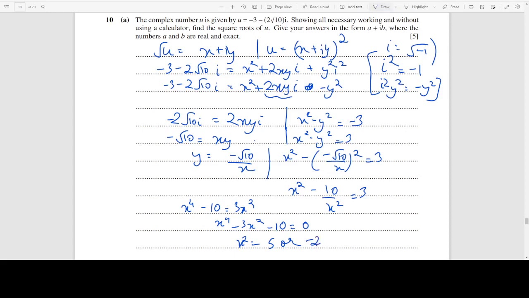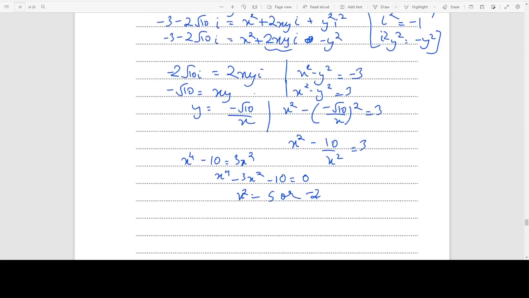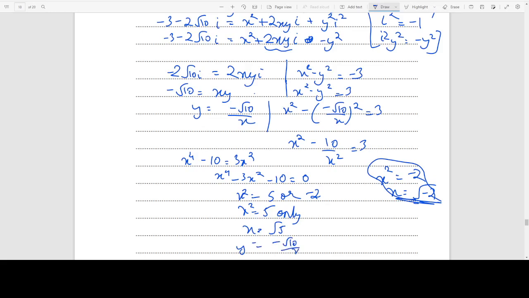But since we know that x square equals minus 2 means x is a root of a negative number, which is not possible, correct? So x square is equal to 5 only. So x equals root 5, and y, which is minus root 10 upon x, is minus root 10 upon root 5, which is minus root 2.